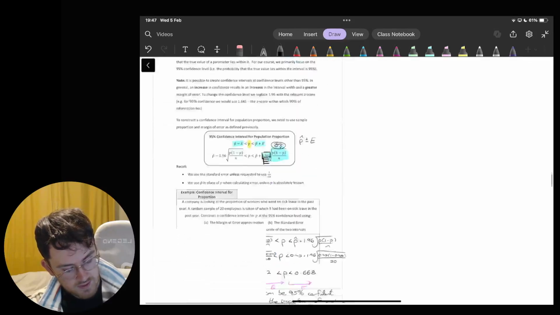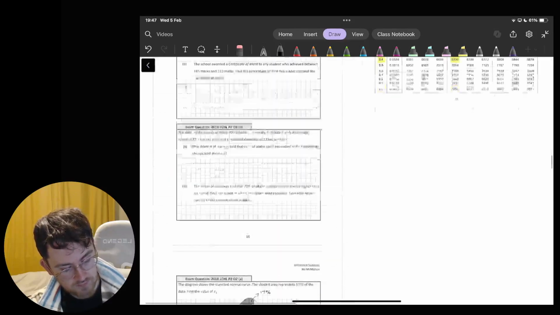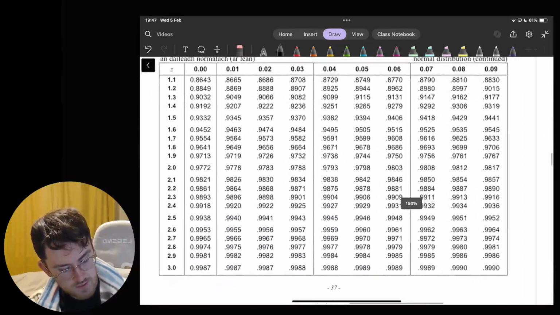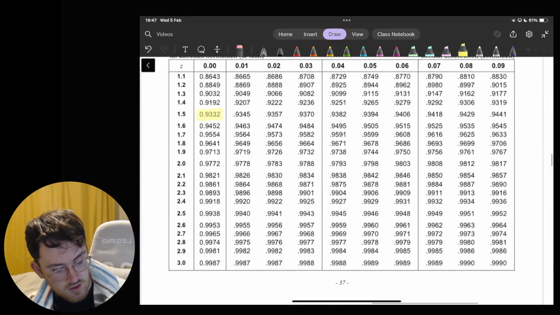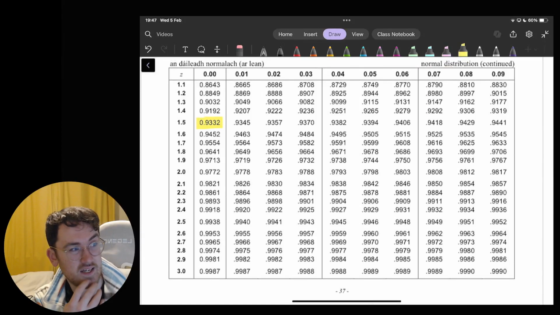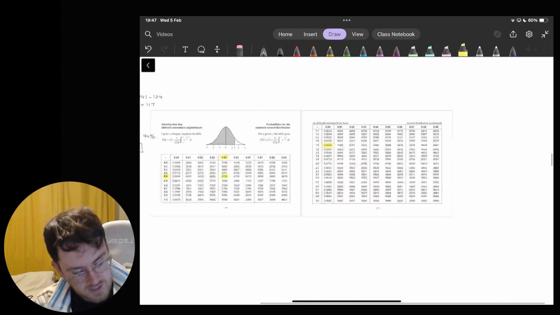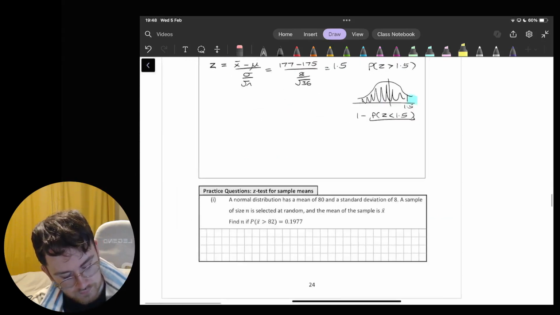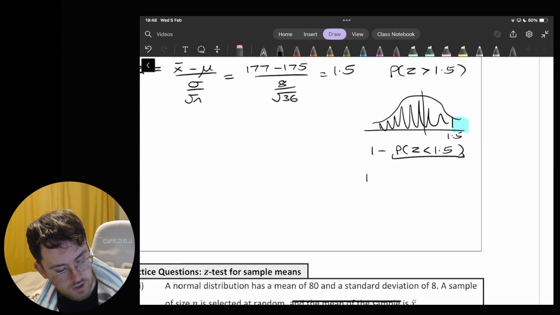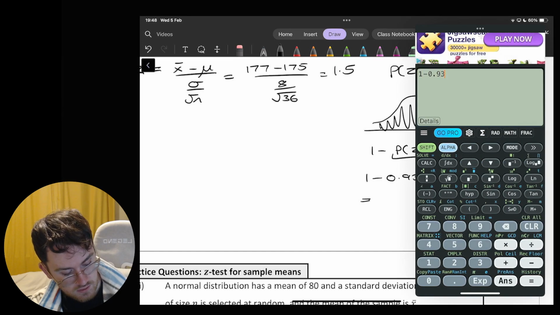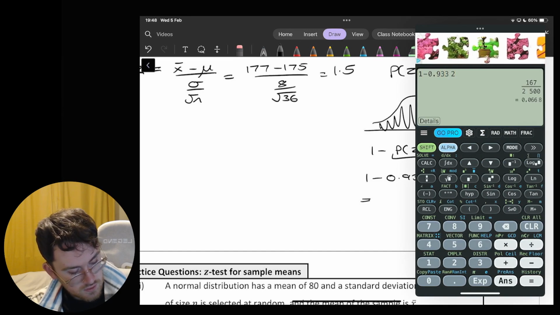Now let me see, we had the z-score table the last day, so where has it gone? Here. So we're looking for 1.5, so let's just read it from here. 1.5 here is 0.9332. So let's fill that into our question here. So we're doing 1 minus 0.9332, which gives me a very small chance, 0.0668.